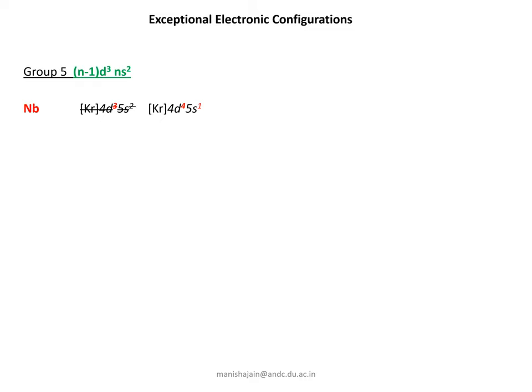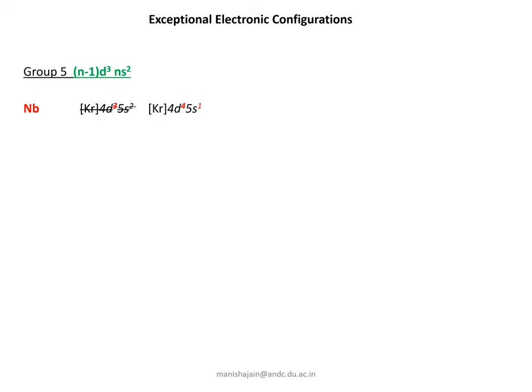However, niobium, the 4d transition series element, which is just below vanadium, shows again a deviation from the expected configuration. Rather than d3, we have d4 configuration. So, one s electron has moved to d to give higher number of unpaired electrons, resulting in higher exchange energy release. Now, one can easily argue why this deviation is observed in niobium and not in vanadium.